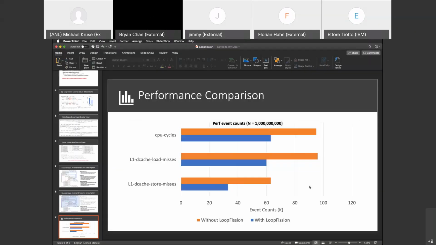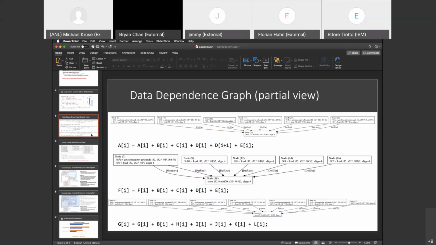Thank you, Ettore. I have a question. So the dependencies inside the fission interference graph, they are taken from the data dependence graph. So are these all the dependencies of the data dependence graph, or just a subset, some that you can ignore in the fission interference graph?